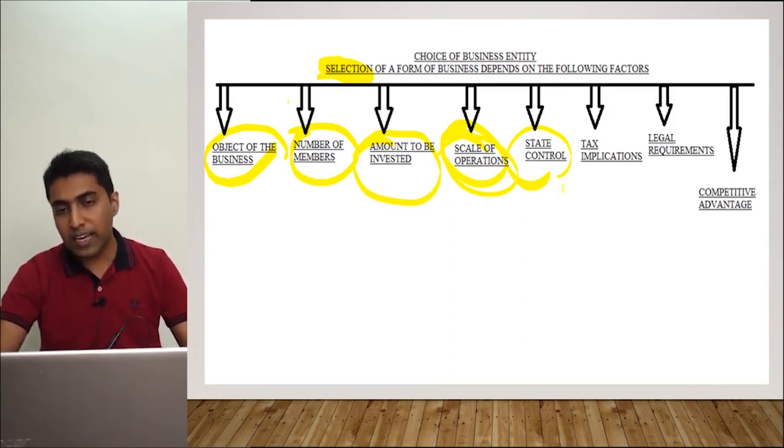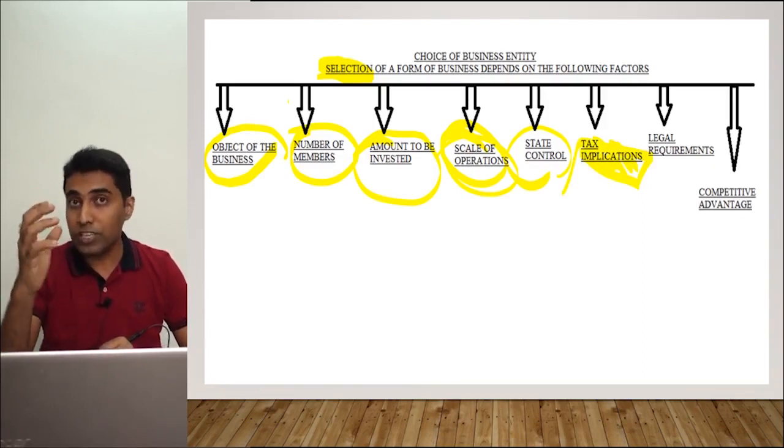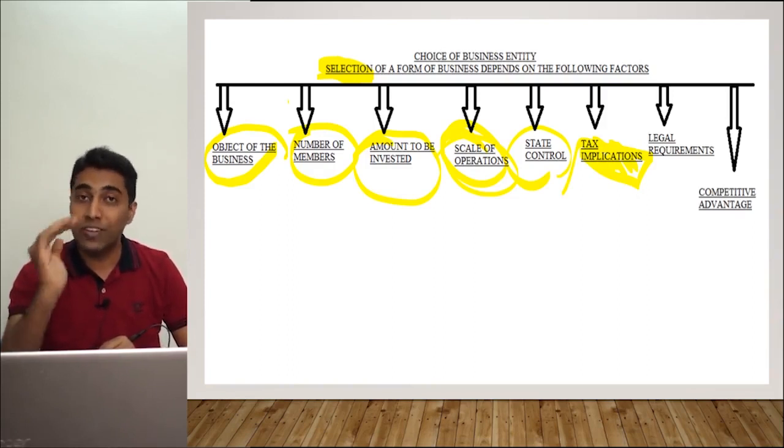Then the next and important thing for big businesses is tax implications. Tax implications can determine what kind of business you want. So for corporations, that is private limited company, public company, the taxation is 25%.